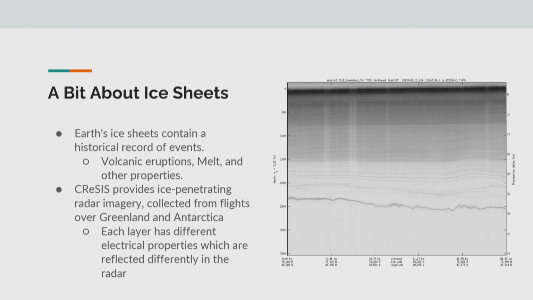These layers contain a lot of information, like volcanic eruptions, melt, and precipitation. So how much did it snow? How little did it snow? How much did it melt at that time period? That kind of thing. And also volcanic eruptions. You can see some evidence of them down at the bottom, these three dark lines going through the ice sheet.